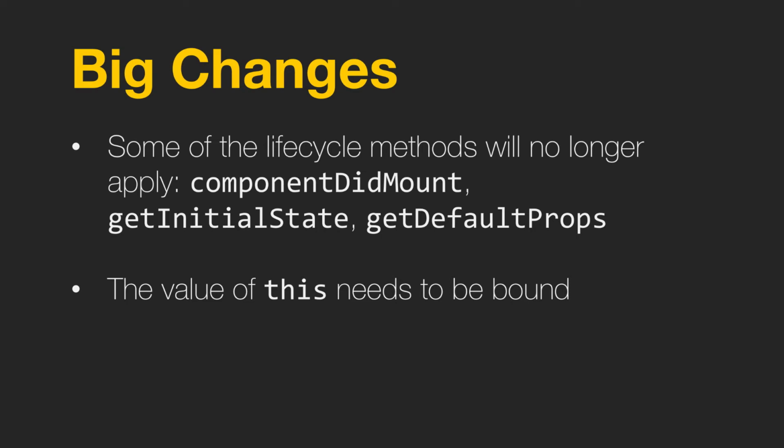And probably the most frustrating thing about the class syntax, and overall it's a net benefit and it's pretty awesome, but the only part that is kind of irritating is that the value of this needs to be bound. It no longer assumes to do the right thing, and it's no longer bound to the object you're thinking about. So we need to be more careful about defining what that looks like.